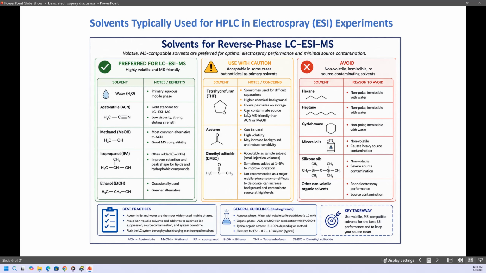But there are other ones over here that you probably should avoid in most cases and use with caution in others. So again, the best practices, as we show at the bottom: acetonitrile and water are the most widely used mobile phases. And the key takeaway, use volatile, MS-compatible solvents for the best ESI performance and to keep your source clean.